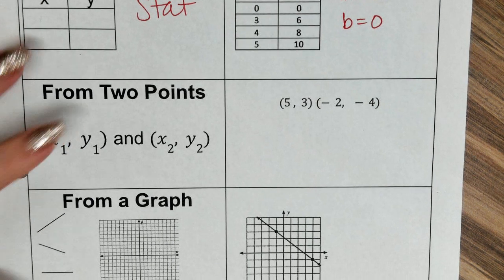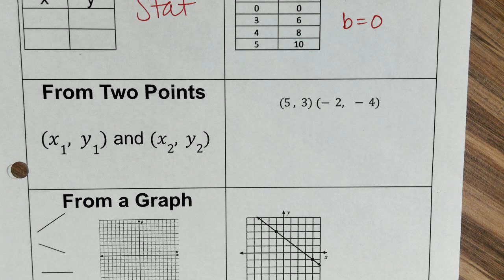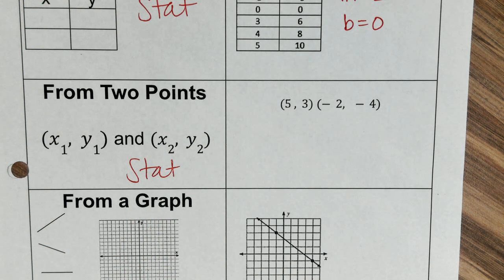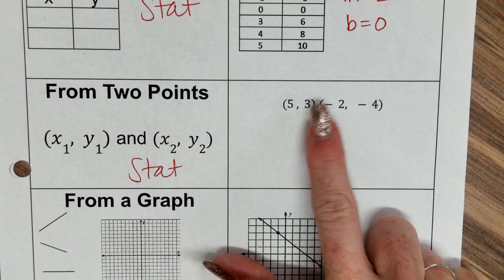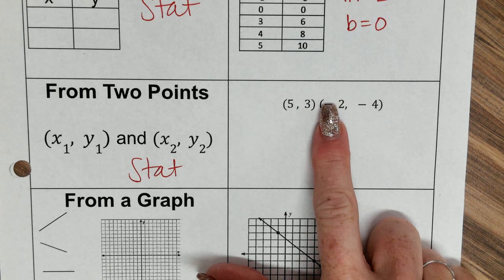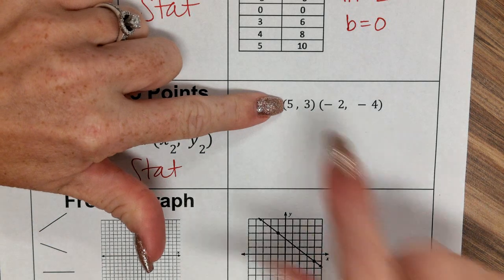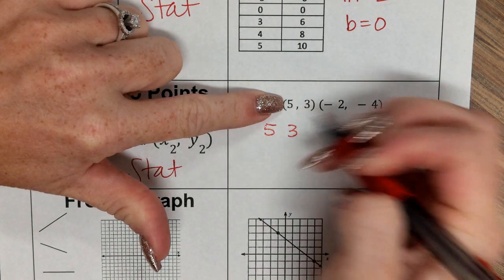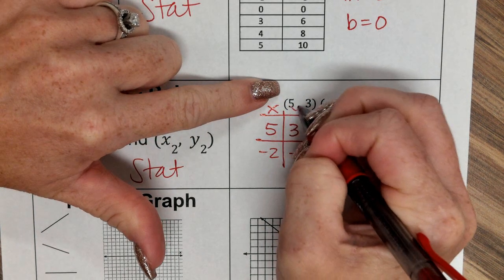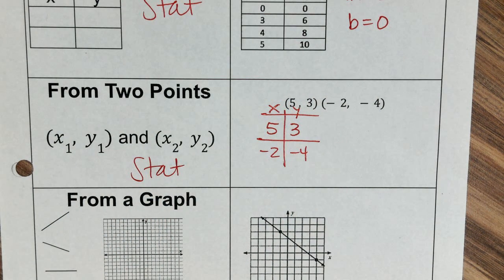From 2 points, I don't want you doing the slope formula. It will not find the y-intercept. You're going to have to use stat because you need slope and y-intercept. Now, when you use stat, the biggest mistake I see is y'all are too lazy to stack these. You're going to come over here and say 5, 3, and -2, -4. That's your x, that's your y. Go stack them. Do y'all see how I did it?